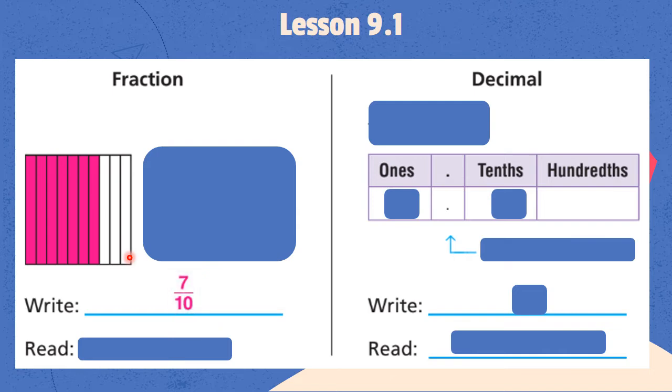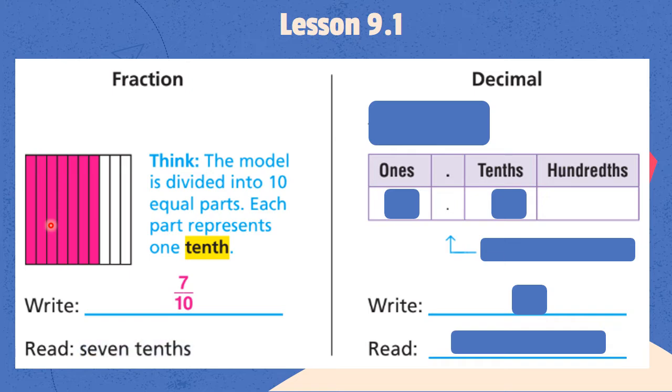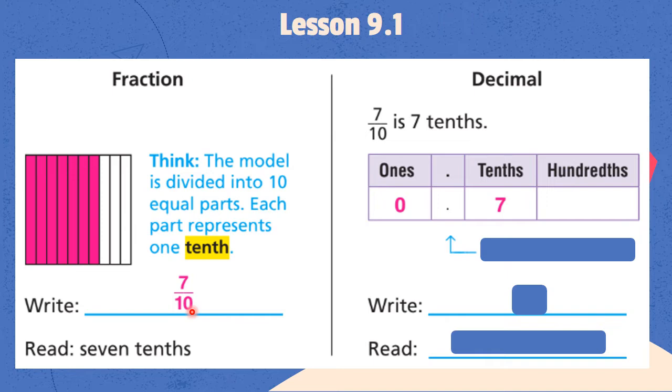And if we think really carefully, we're going to know that the model is divided into 10 equal parts, and each part represents, you got it, 1/10. And how do I read this? It's really simple. 7/10. How about the decimal part? We agreed, since the denominator is 10, so the decimal will be 0.7. And we know that 0.7 is 7/10.